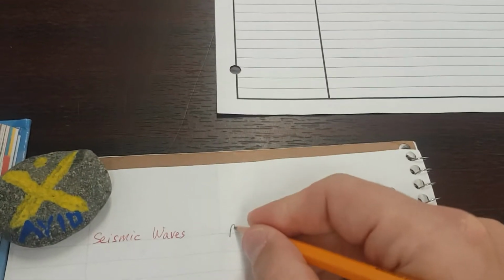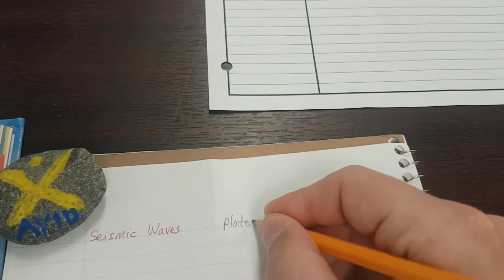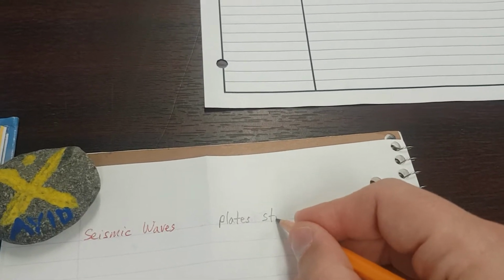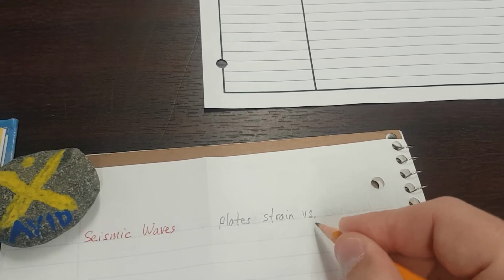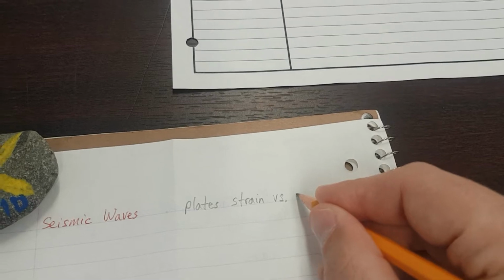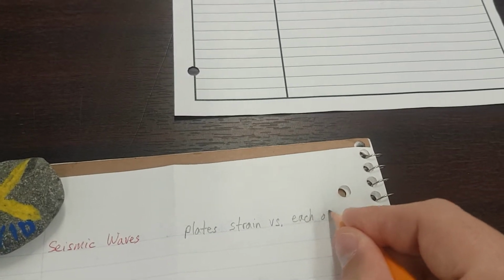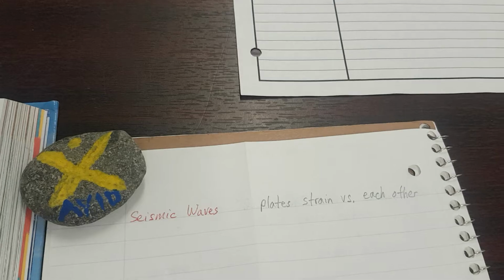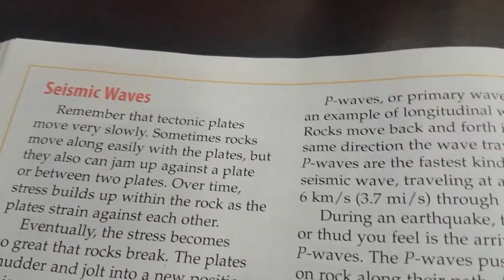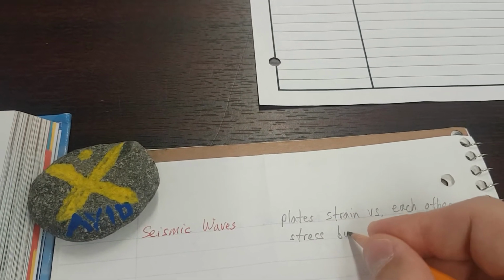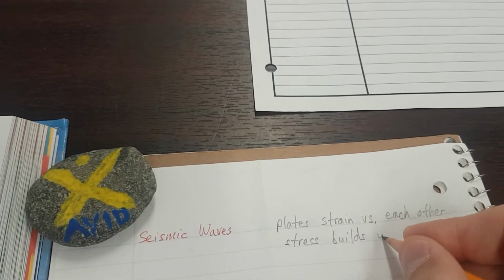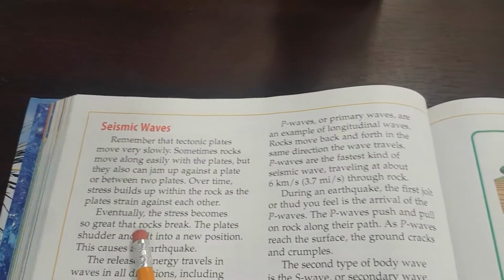Okay, so plates, P-L-A-T-E-S, strain, S-T-R-A-I-N, V-S period, versus is against, so strain versus or against each, E-A-C-H, other, O-T-H-E-R. Let's see, so plates strain against each other, stress builds up. Stress, S-T-R-E-S-S, builds, B-U-I-L-D-S, up, U-P. Eventually, the stress becomes so great that rocks break.